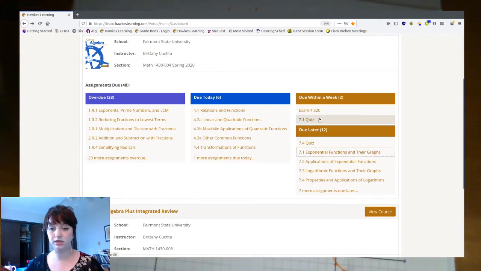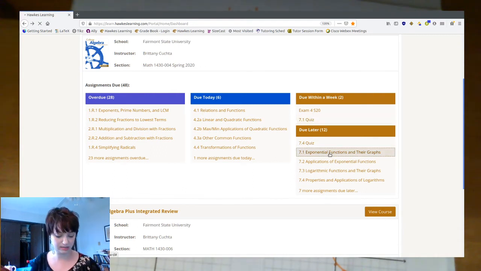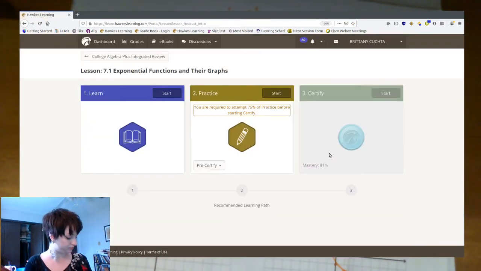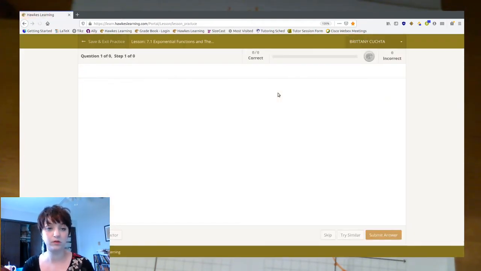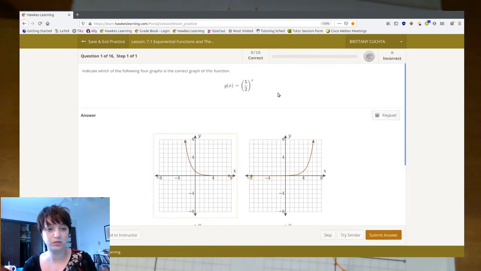So here is my Hawks. Let's look at 7-1. Okay. So which of the four graphs is correct? I've got 5 halves to the x. So I know that this doesn't have any transformations on it. It's just something to the x. So my anchor points would be 0, 1, 1, 5 halves, -1, 2/5.